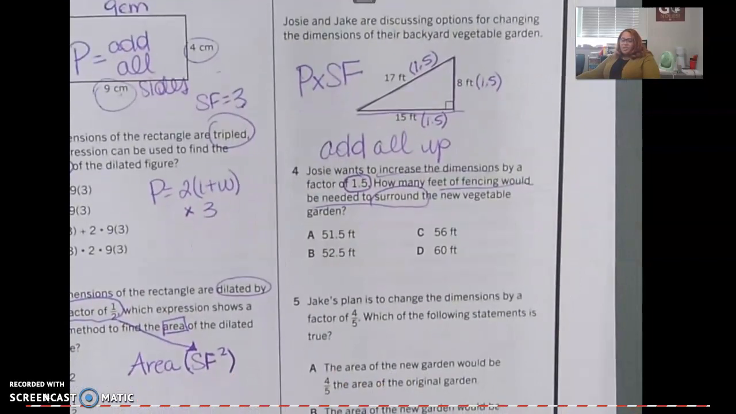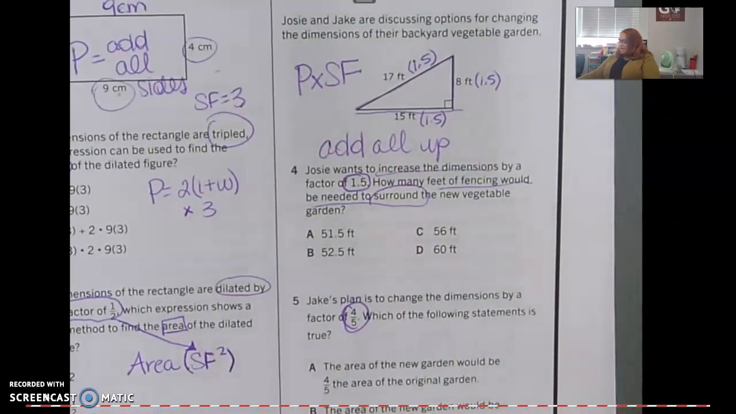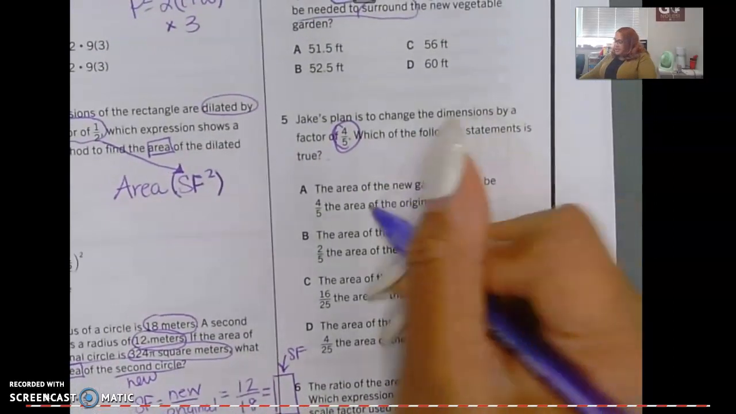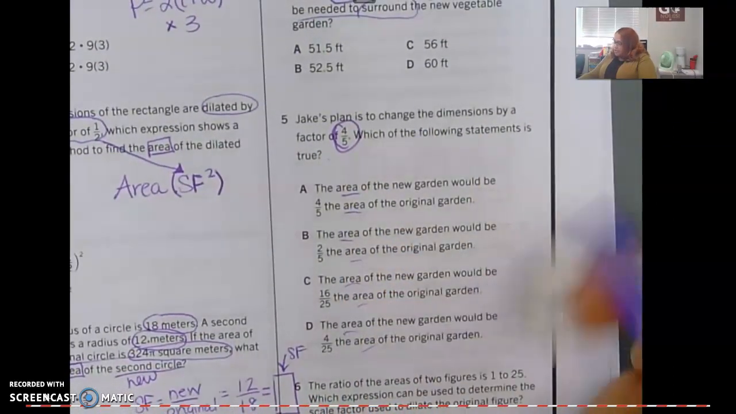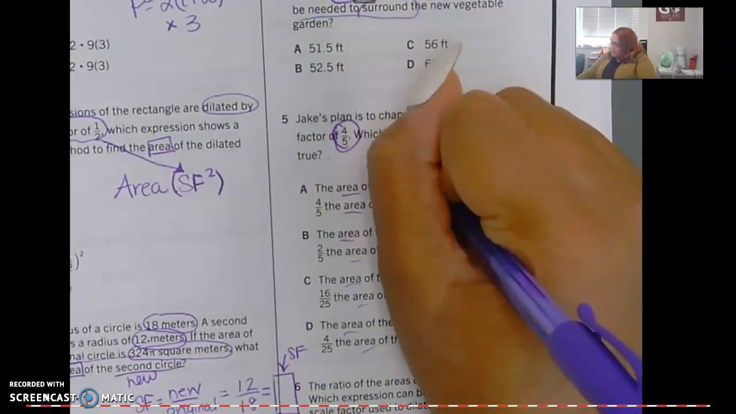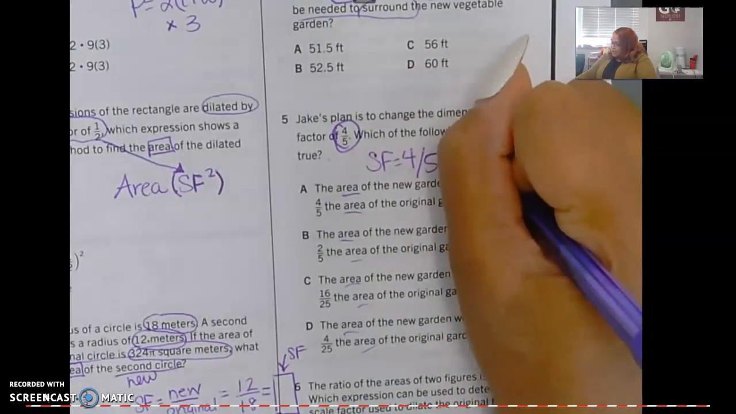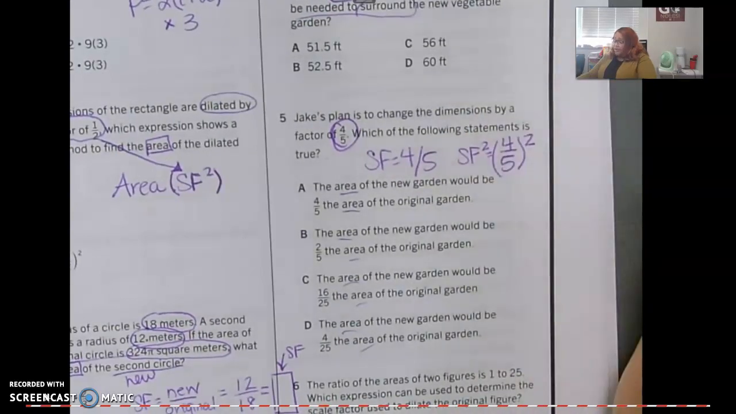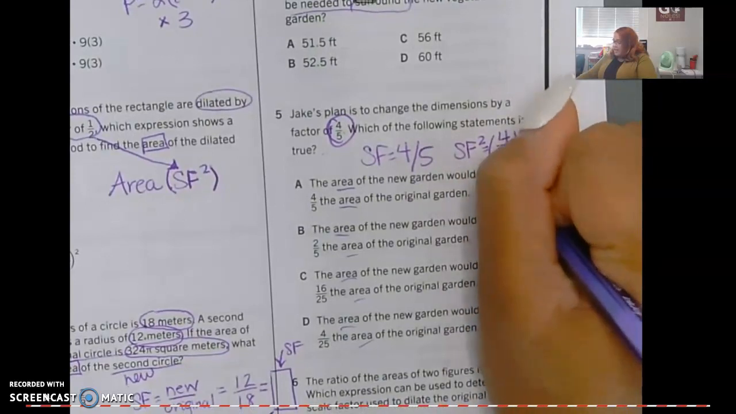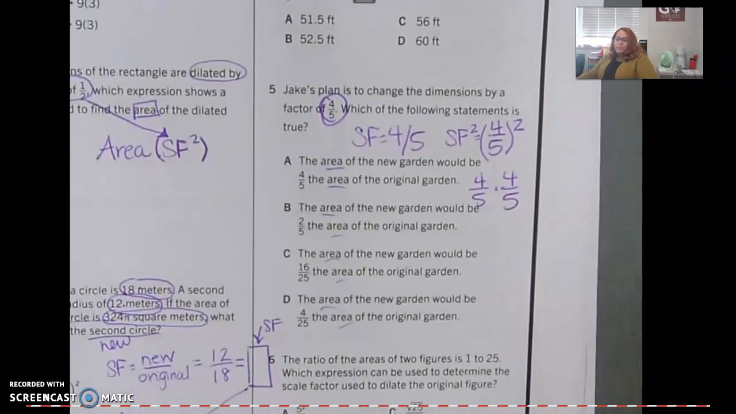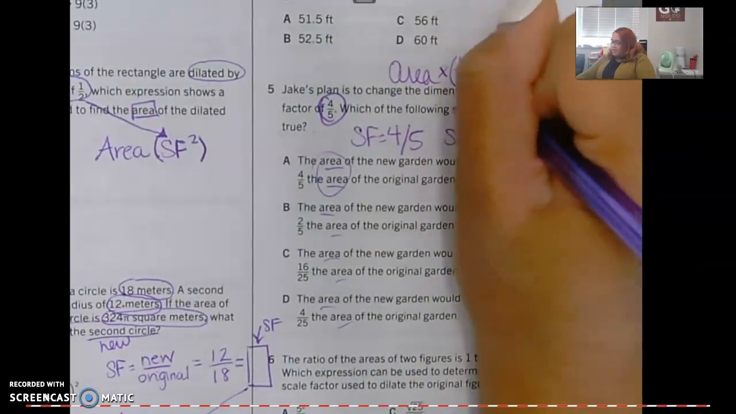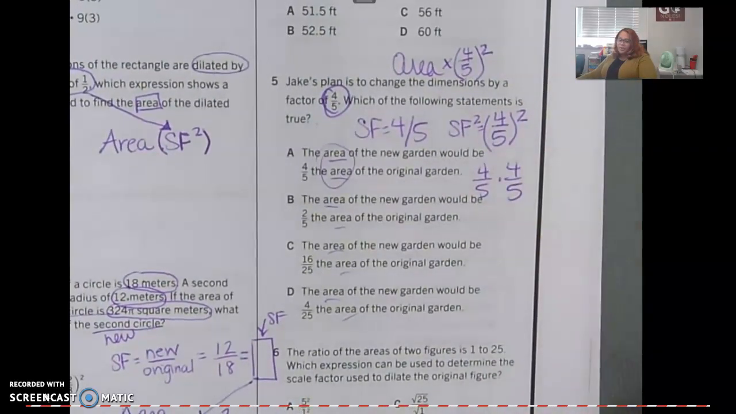Now it says Jake wants to change the dimensions by a scale factor of 4/5. Which of the following statements is true? All of these mention the area. So if my scale factor is 4/5, then my scale factor squared has to be 4/5 squared. And 4/5 squared is 4/5 times 4/5. And it's for the area. So my area gets multiplied by 4/5 squared. We need to choose the appropriate one here.